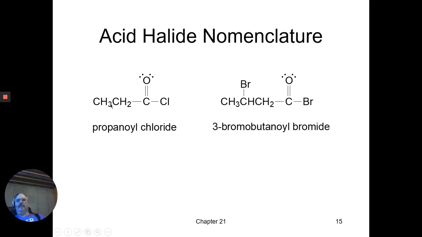Okay, so this is derived from propanoic acid. And so we drop the IC in the acids, becomes propanoyl chloride. This would be 3-bromobutanoyl bromide.